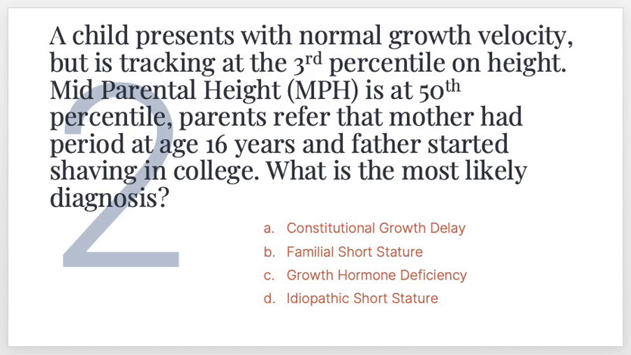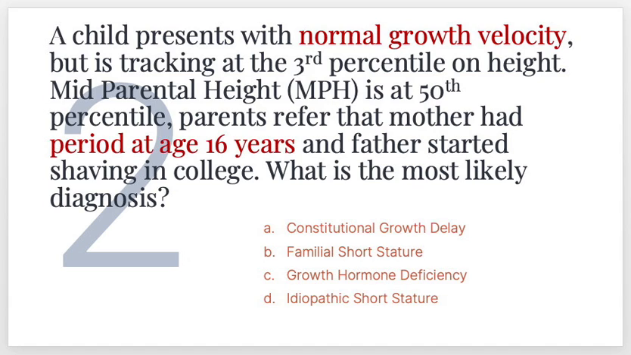Now this one might seem a little bit complex, so I'm going to try to break it down for you. The first thing, it's saying that there is a normal growth velocity. That means that there are no accelerations or decelerations in linear growth. This is actually showing that it might be something normal.